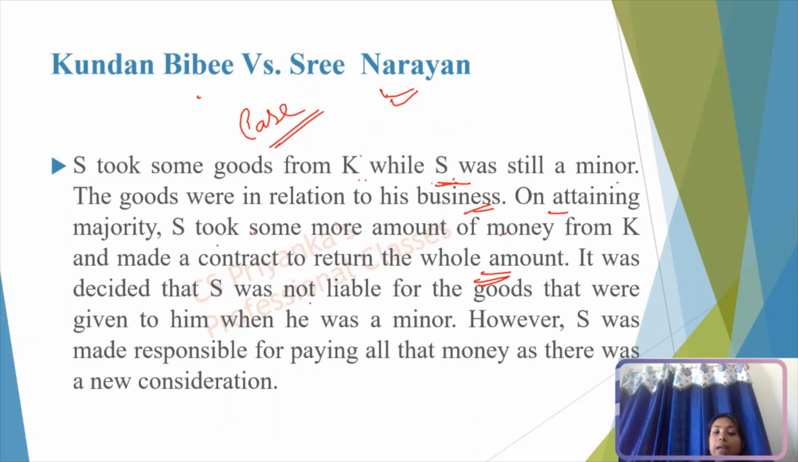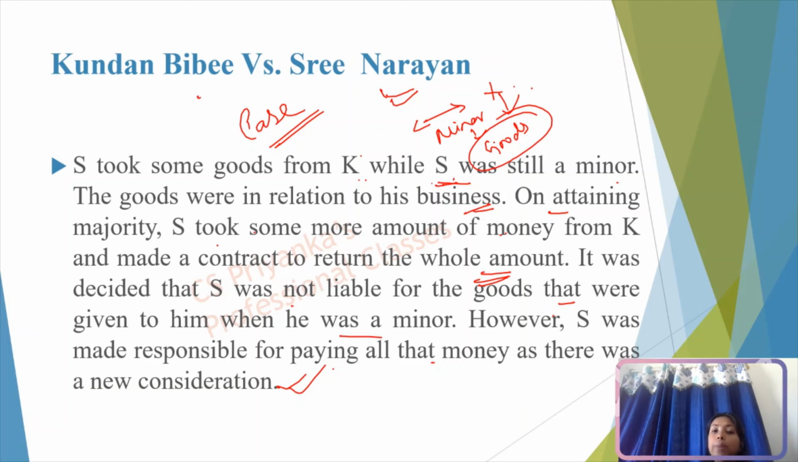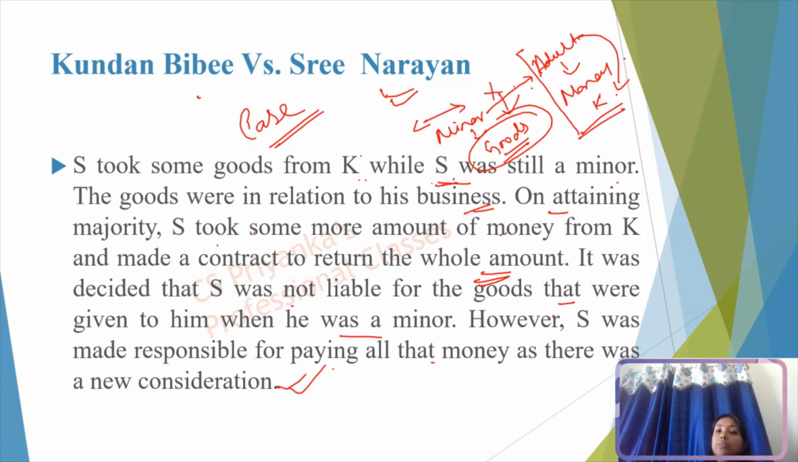Now it was decided that S was not liable for the goods that were given to him when he was a minor. However, S was made responsible for paying all the money as there was new consideration. Got it? During the period when S was a minor, he took some goods. For these goods, he is not liable because he was a minor. During that time, if the adult entered into a contract, it's the adult's fault. So a minor cannot be liable for such goods. Whatever extra money he took from K after becoming an adult, he is supposed to pay to K. He can be liable only for this much because he is an adult now.